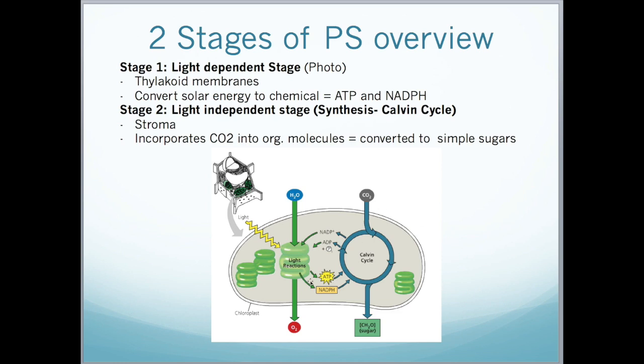So here is an image of a chloroplast, and the light reaction happens in these stacks, which are called thylakoid membranes. And the second stage, which is the light-independent reaction, also known as the Calvin cycle, happens in the stroma, which is the liquid inside the chloroplasts, and this is when you incorporate carbon dioxide into organic molecules, which then allows us to convert it to simple sugars. So this is the Calvin cycle shown here.